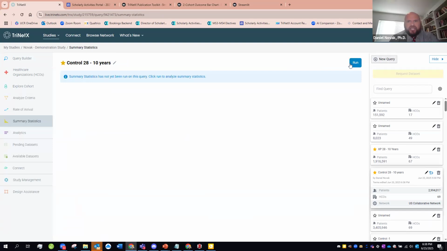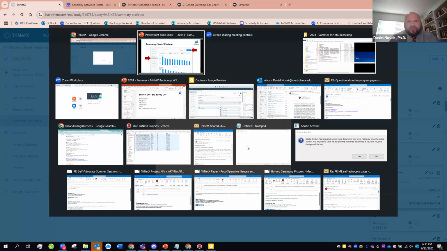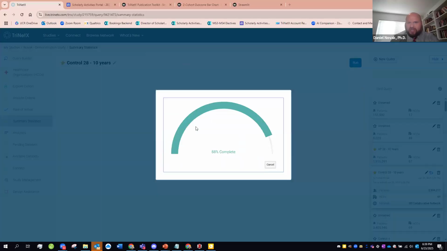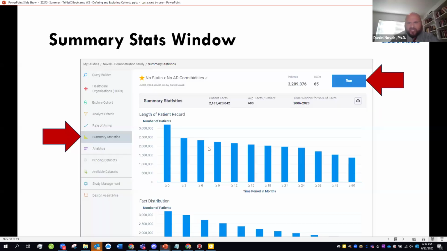But for those who are interested, just quickly look at the summary stats window. So basically, to get there, you would go under your left-hand menu to Summary Statistics, and click the Run button, just like I'm doing right now. And you wait a little bit.